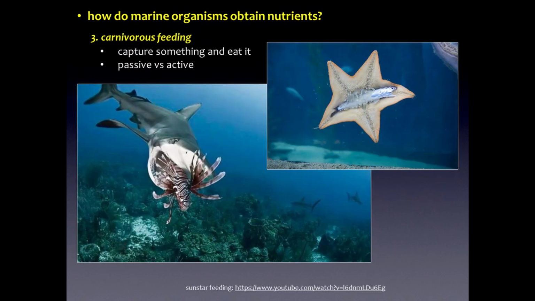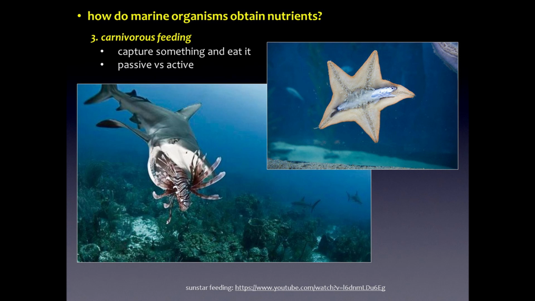And then we have carnivorous feeding. You can be either active or passive. You can actively go out and hunt your food, like you see with the shark here and the lionfish, or you just sit around and wait for the food to come to you and then eat it. So you capture something and eat it. There are very many different methods of eating your food.